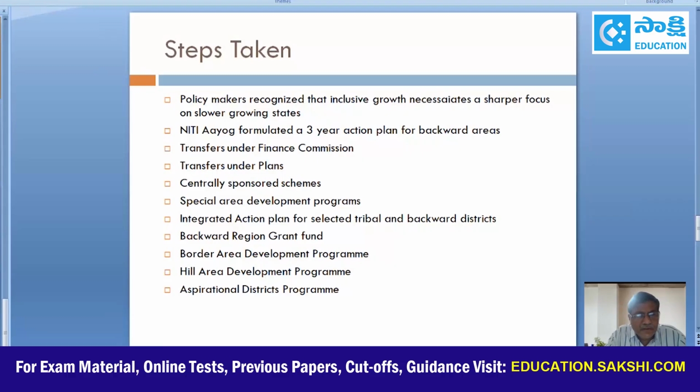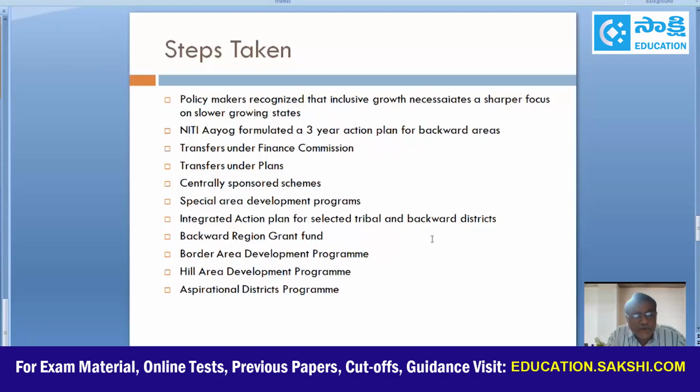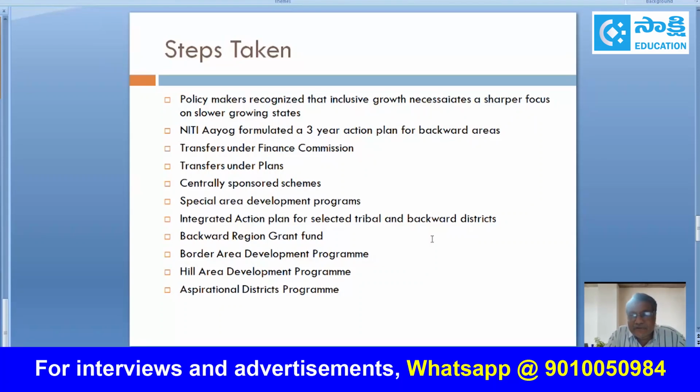The Planning Commission used to formulate the five-year plans. In the place of the Planning Commission, Niti Aayog came into existence. Just for the sake of your understanding, I have explained the concepts of both the Planning Commission and Niti Aayog. Here, the policymakers have advised the government of India to invest more towards the development of physical and social infrastructure in backward regions of the country. And on the recommendations of the policymakers, the government of India has come up with the special area development programs.